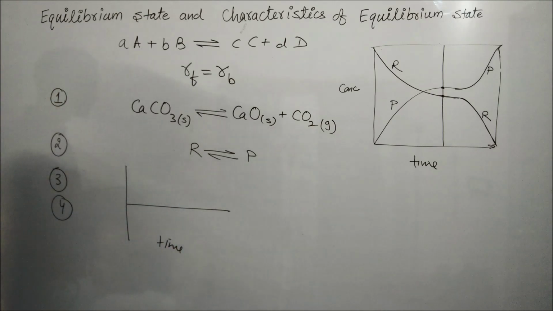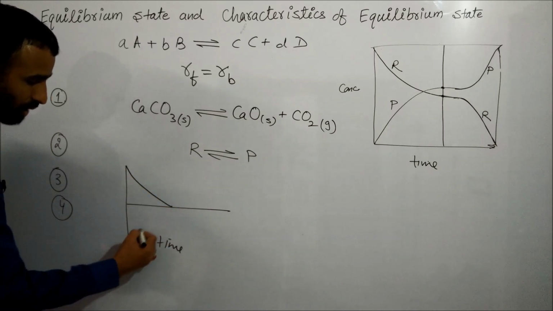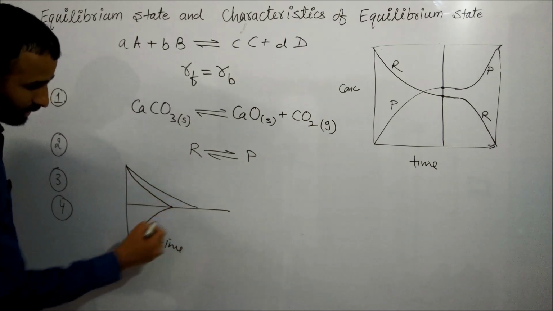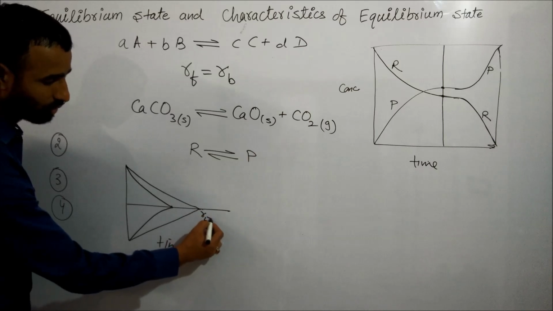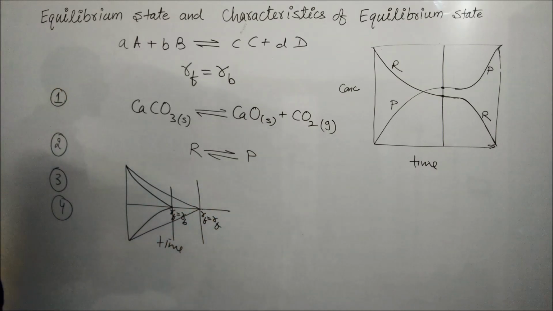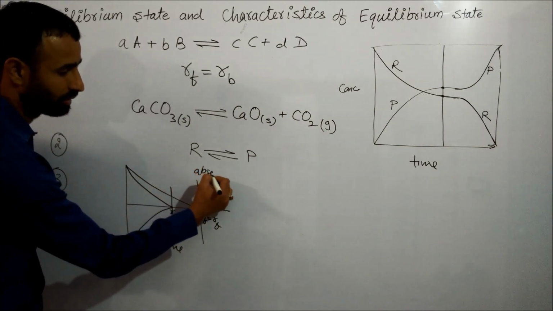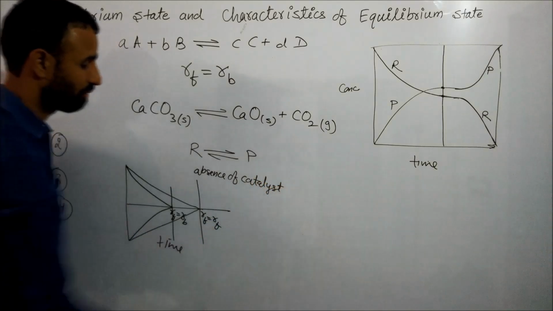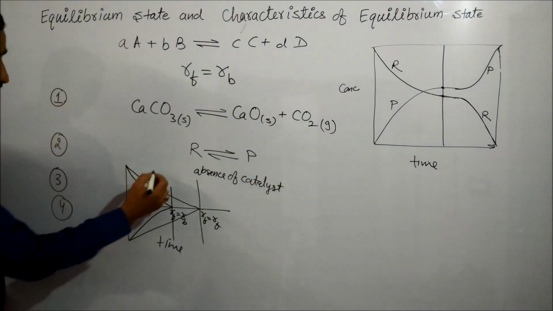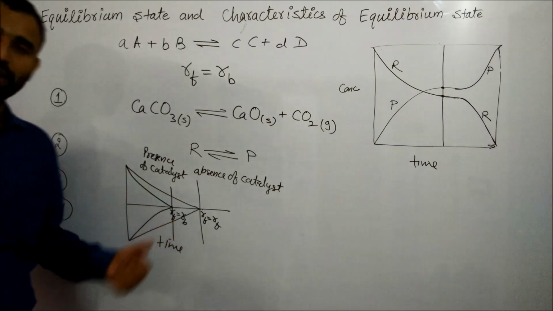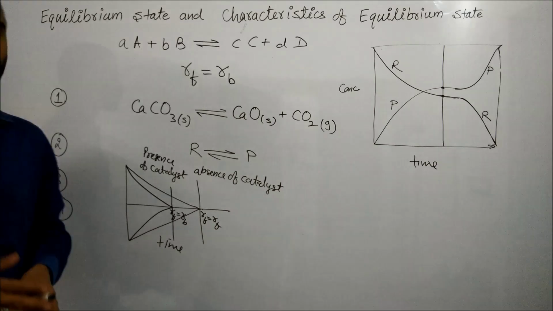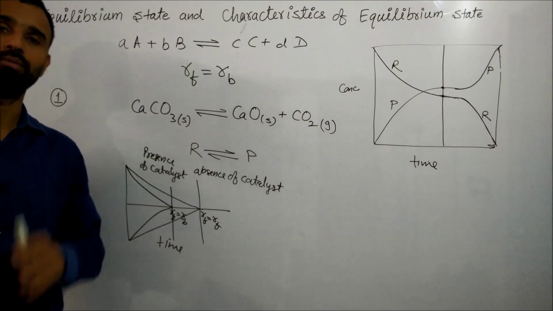So when we draw the plot of time, the rate of forward reaction increases, and the rate of backward reaction also increases. That's why in the absence of catalyst, it takes more time to become equal, but in the presence of catalyst, it can be achieved in lesser time. This is in the absence of catalyst. And when we add the catalyst, the rate of forward as well as backward reaction increases, and that's why in the presence of catalyst, attainment of equilibrium takes lesser time. It fastens the rate of attainment of equilibrium. So these are the characteristics of equilibrium state.